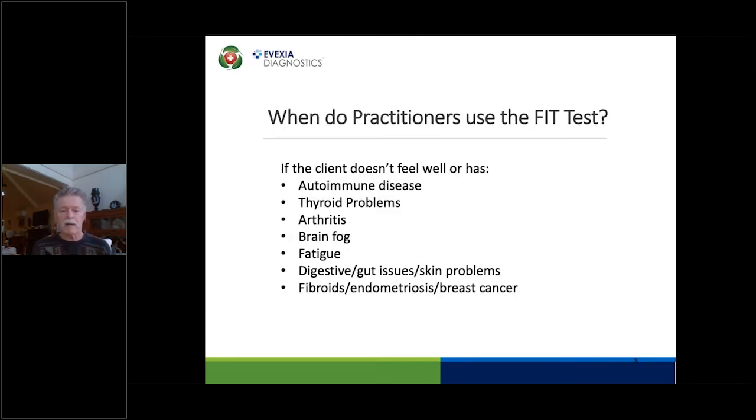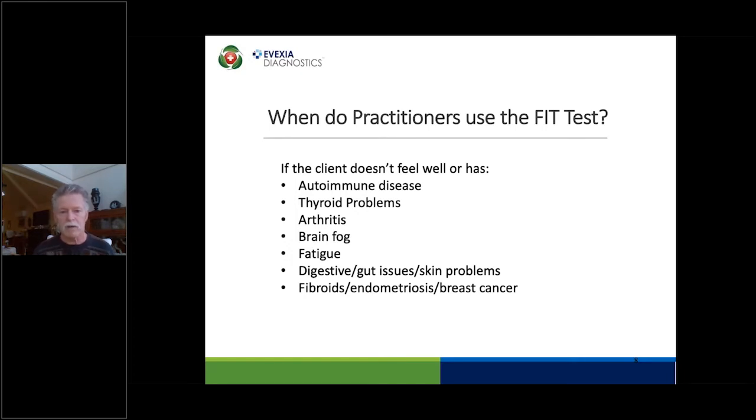So when would a practitioner use the FIT test? So if a client doesn't feel well, you know, they'll come in, they'll have general malaise. I just don't feel well. Or if they have specific diseases or symptoms, so autoimmune, thyroid, arthritis, brain fog, fatigue, digestive and gut issues, especially, and skin issues. We see an awful lot of that. Fibroids, endometriosis, and breast cancer.